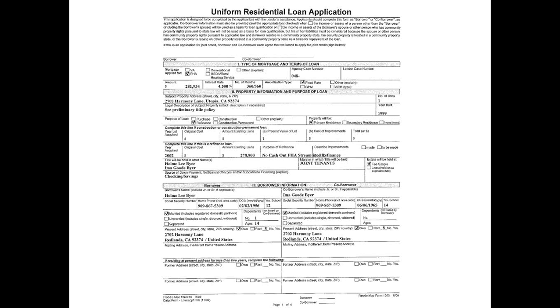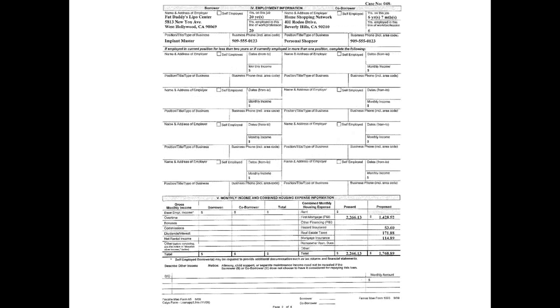So here's just a sample of the 1003. You're going to fill it out completely. We no longer require the borrowers to list the income on the 1003. But we do, however, still need the current monthly present housing payment, and any taxes, insurance, and HOAs if applicable.